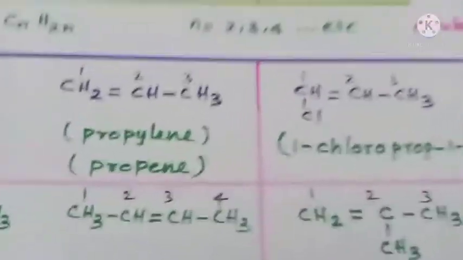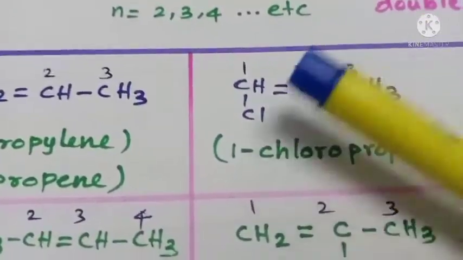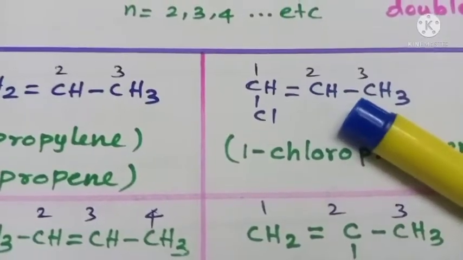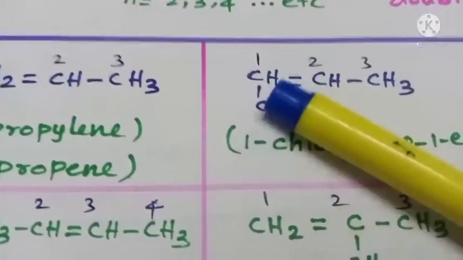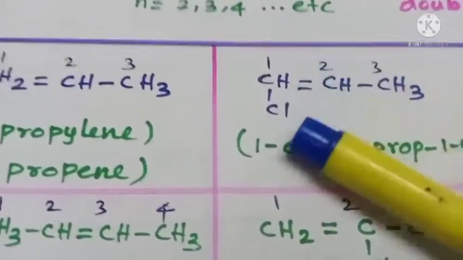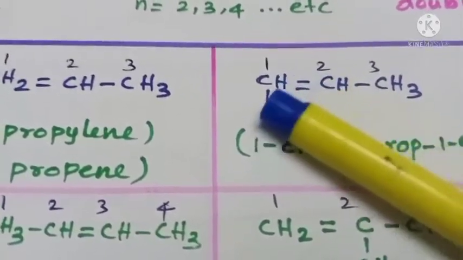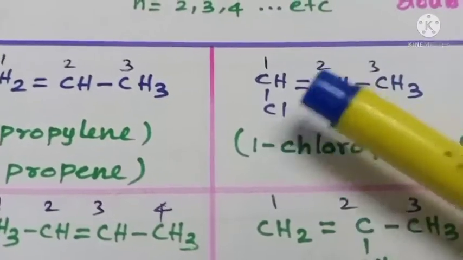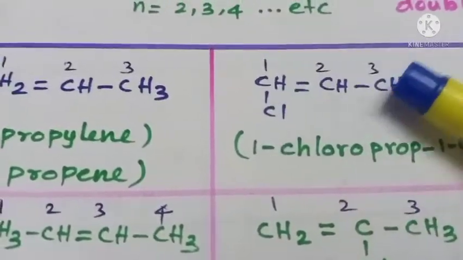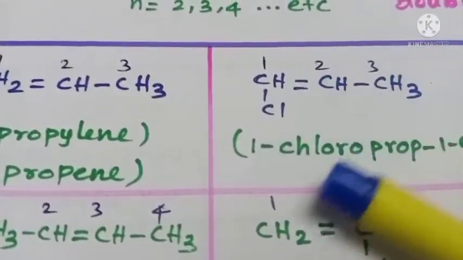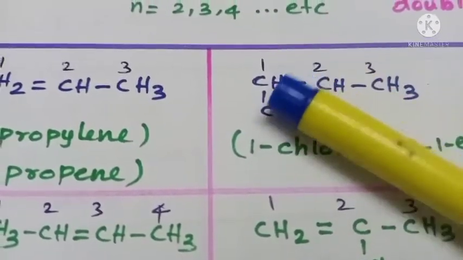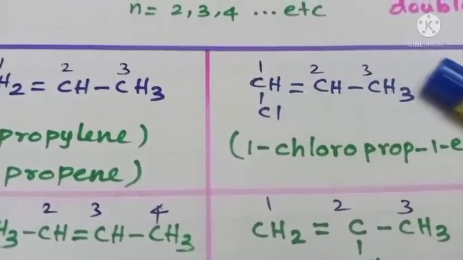Right. Now look at the next compound. CHCl=CH-CH3. It's a propene derivative which has a chlorine atom in the branch. Here chlorine you can consider as a substituent, isn't it? So it is nothing but chloropropene, with chlorine bonded to the first carbon. So this is the way we number this propene.